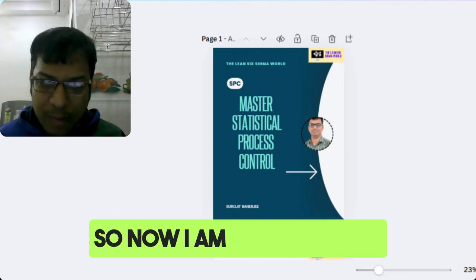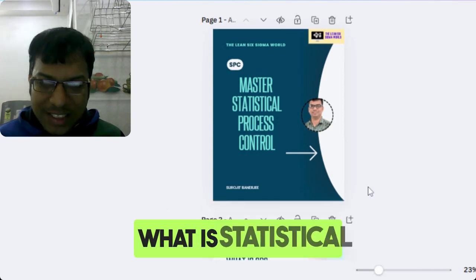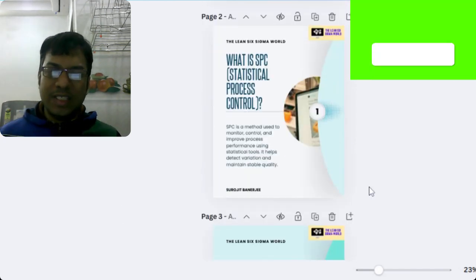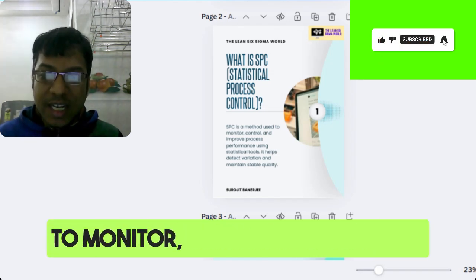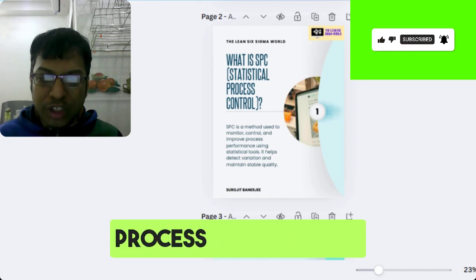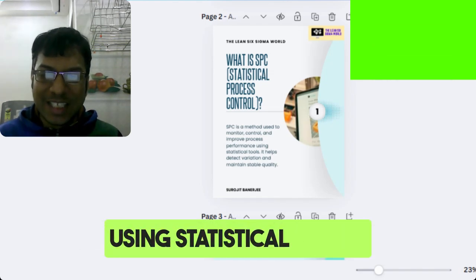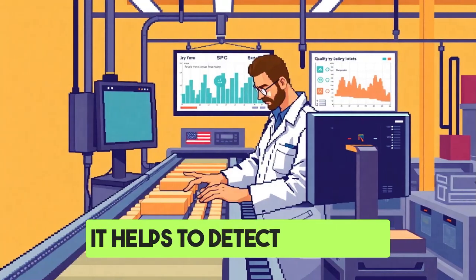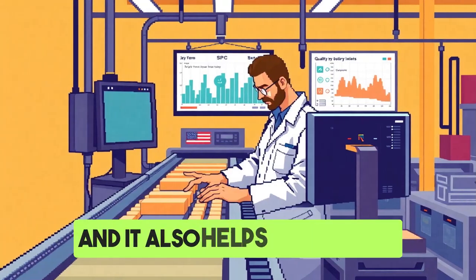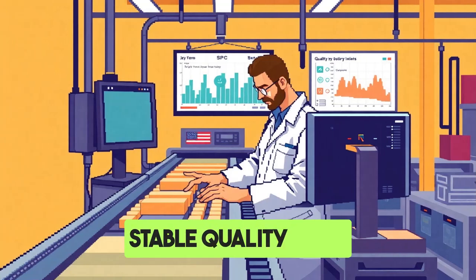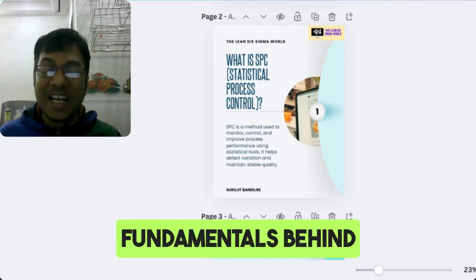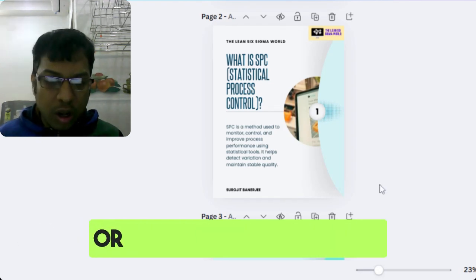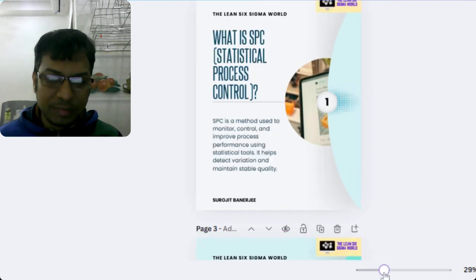So now I'm moving into what is statistical process control. Statistical process control is a method that is used to monitor, control and improve process performance using statistical tools. It helps to detect variation and it also helps to maintain stable quality over a prolonged period of time. So that is the basic fundamentals behind statistical process control, or it is also called SPC.